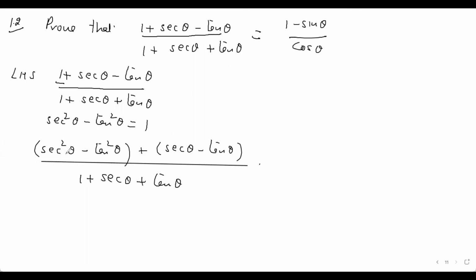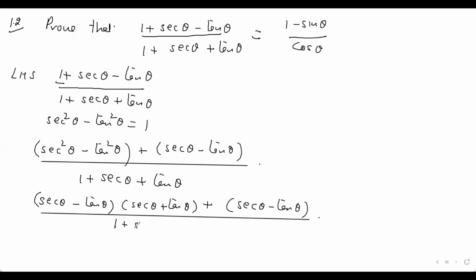Now this is a square minus b square, a plus b, a minus b. This thing can be written as sec theta minus tan theta, sec theta plus tan theta, plus sec theta minus tan theta as it is, plus 1 plus sec theta tan theta.